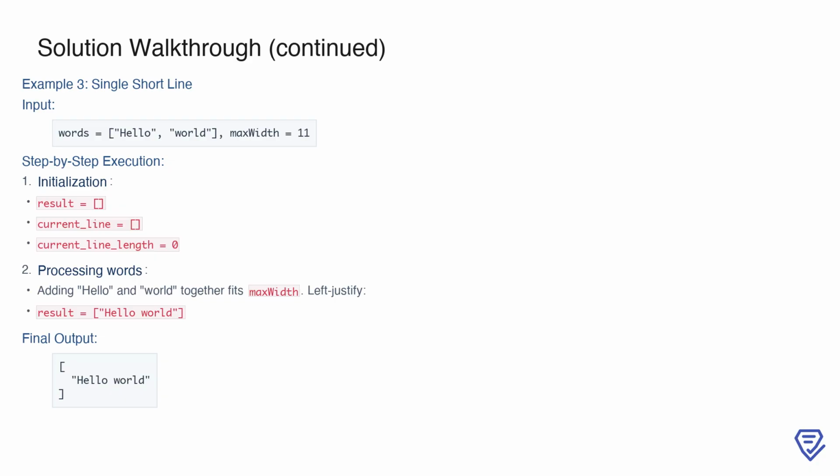As we process the words, we see that adding both "hello" and "world" together fits within the max width. Since this is the last line, it is left justified, meaning spaces are added only at the end to reach the required width. The resulting line is "hello world", which is then added to result. The final output is simply "hello world", demonstrating how the solution handles fully fitting words in a single line.